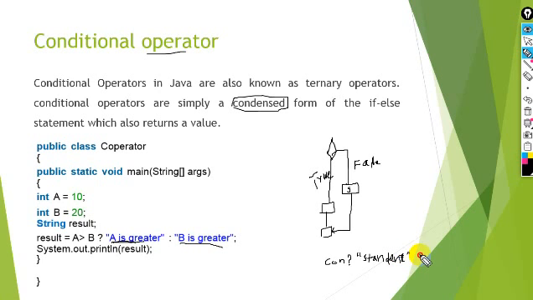And after that we have a colon, and after that we should also write another statement. This is the syntax of a conditional operator. Look at this. This is the condition. If this condition is true, this statement will execute. If the condition is false, this statement will execute. So this is for the true condition and this is for the false condition.